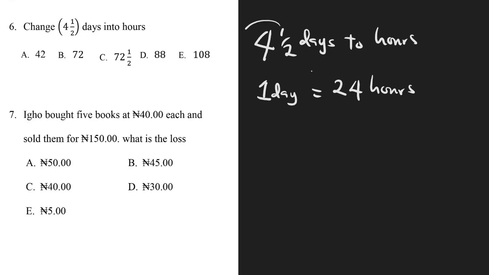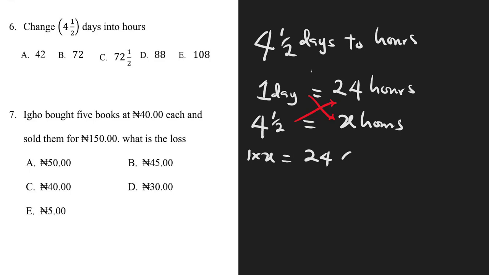And we have how many days? We have 4.5 days. So 4.5 days will give us what? We don't know the number of hours it will give us. So cross multiply. We have this, we multiply by this, right? So we have 1 times x equals to 24 times 4 whole number 1 over 2. 1 times x is x equals to 24 times, convert this one to improper fraction by saying 4 times 2 plus this 1, right?